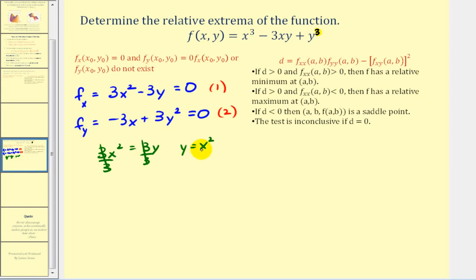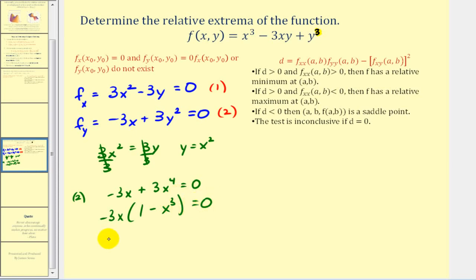Now we'll perform substitution into equation 2. So using equation 2, we'll replace y with x squared. So we'll have negative 3x plus, well, y squared is going to be x squared squared, or x to the fourth. Let's go ahead and solve this by factoring. We'll factor out negative 3x. It's going to be left with positive 1 minus x cubed.